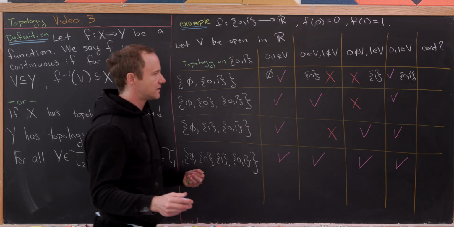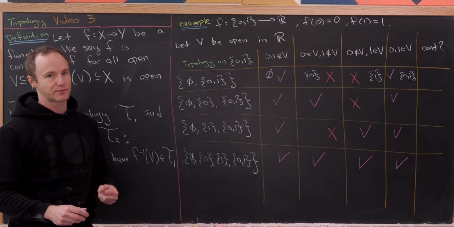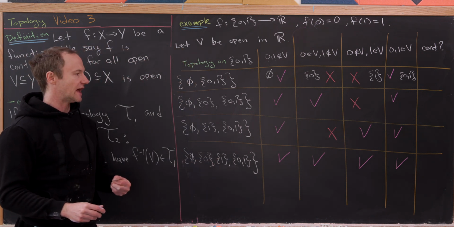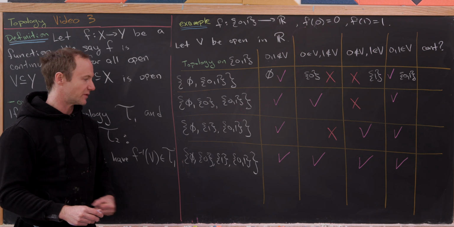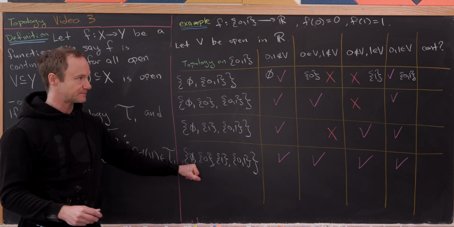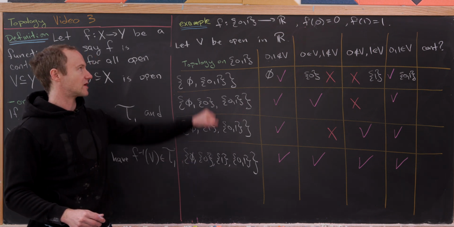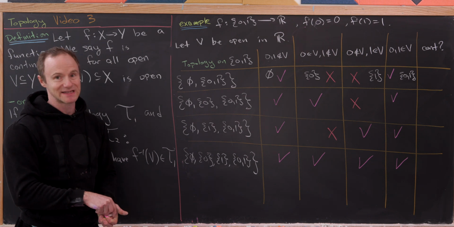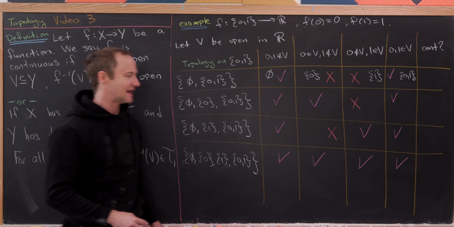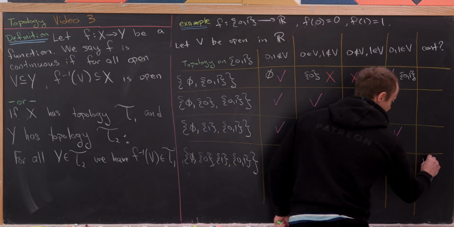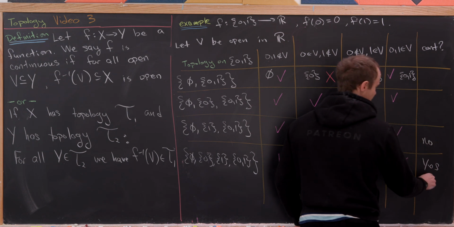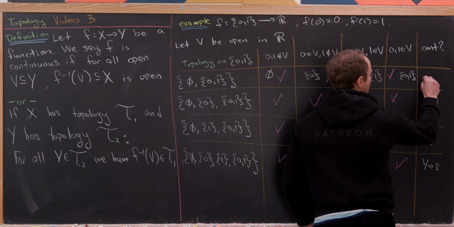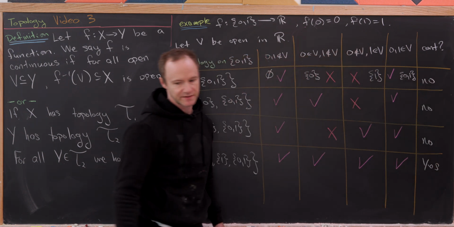Now, recall the notation we're using here. X means the pre-image is not open, and check mark means the pre-image is open. But we've only got one topology that we can put on our set containing 0, 1 that makes this into a continuous function, and it's the discrete topology. So yes, that does create a continuous function, but no for all of the rest of them.